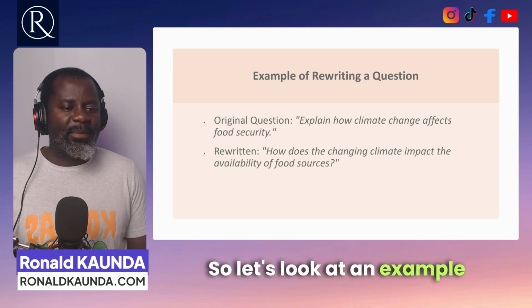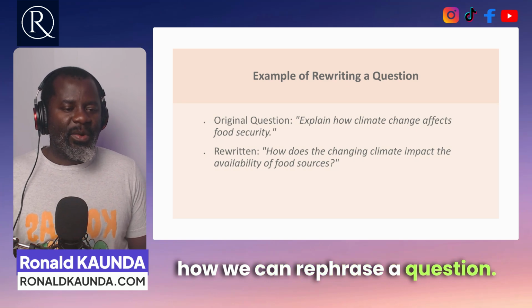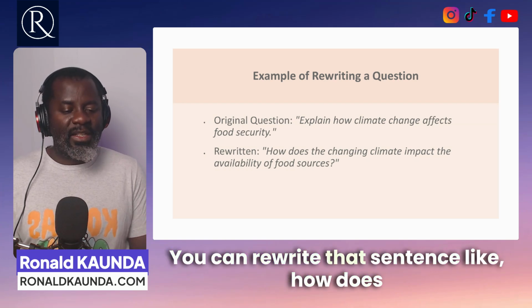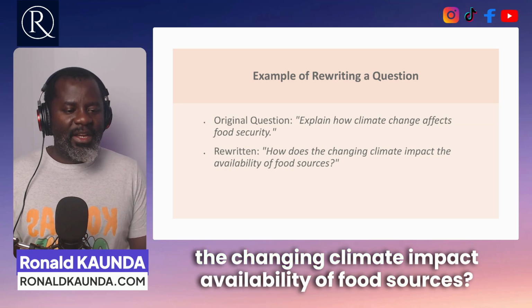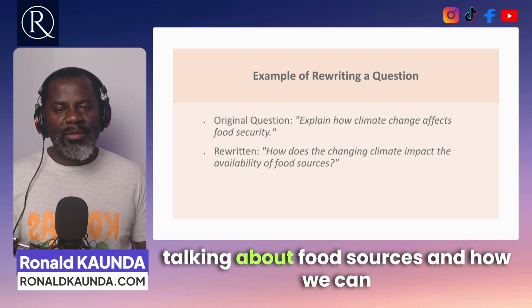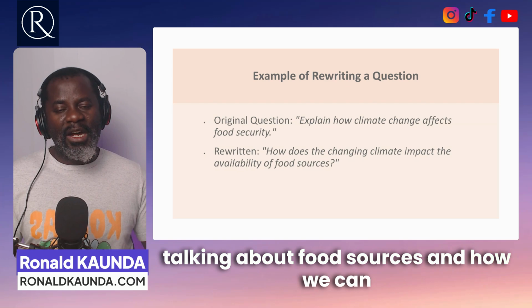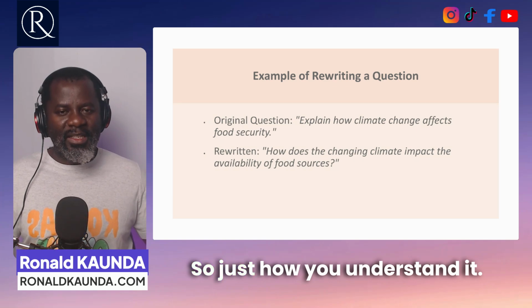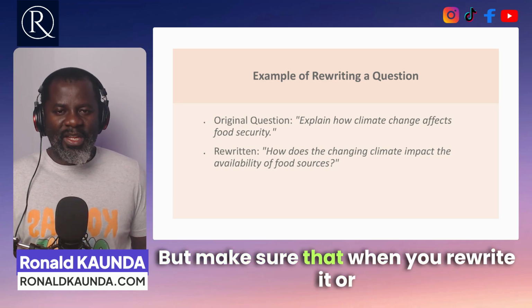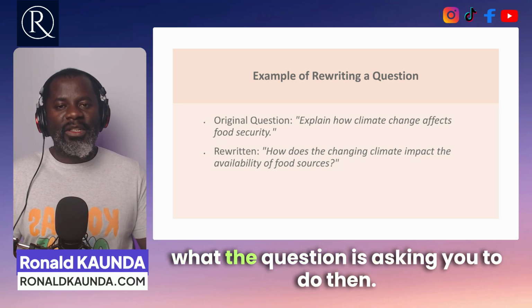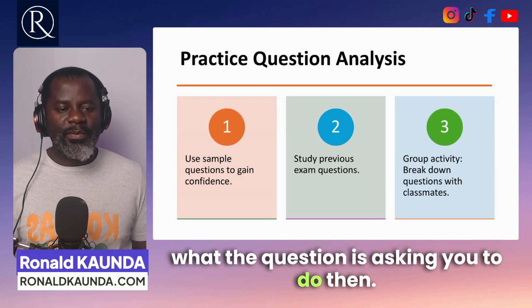So let's look at an example on how we can rephrase a question. Explain how climate change affects food security. You can rewrite that sentence like, how does the changing climate impact availability of food sources? Because when you talk about food security, we're talking about food sources and how we can sustain that so that there is no hunger. So just how you understand it, but make sure that when you rephrase it, you are not moving away from what the question is asking you to do.